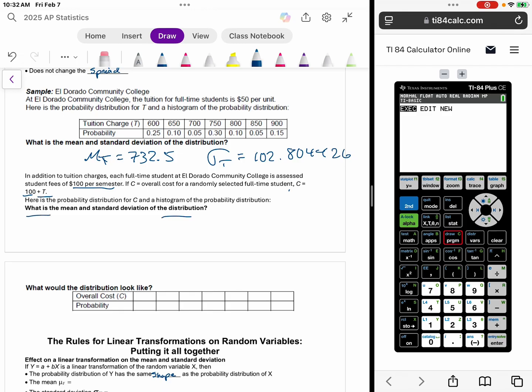Well, first, let's grab a little table here. We've got a little table below we can fill in. So if the tuition charge is $600, and I add a $100 fee, that's now $700 that the student is charged. Then it would be $750, $800, $850, $900, $950, and $1,000.